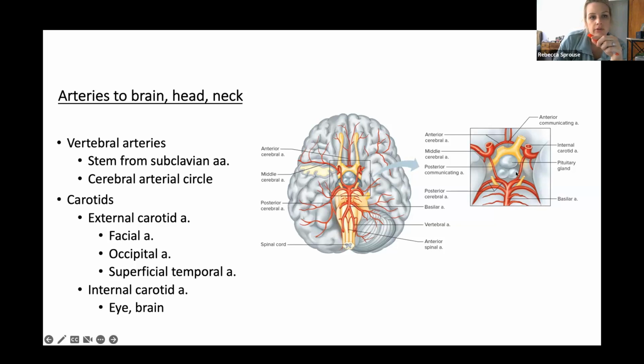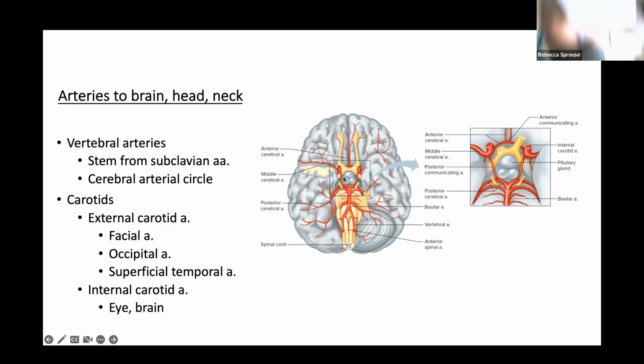And we're not going to go through what all of these arteries are for this class. But this pathway would be the next pathway to draw out. So you have a vertebral artery coming in from each side, converging to form this basilar artery, and then you have this cerebral arterial circle under the brain.